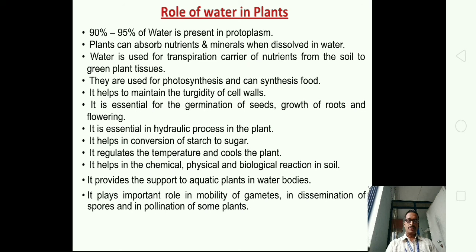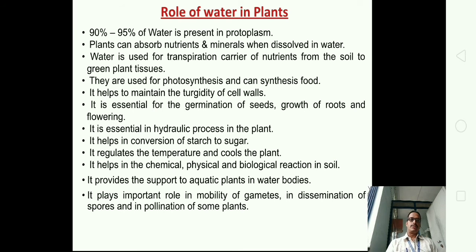Water is essential for the germination of seeds, growth of roots, flowering, as well as fruiting. Water is essential in hydraulic processes in the plant. Water helps in conversion of starch to sugar. Water regulates the temperature and cools the plant. It helps in chemical, physical, and biological reactions in soil.